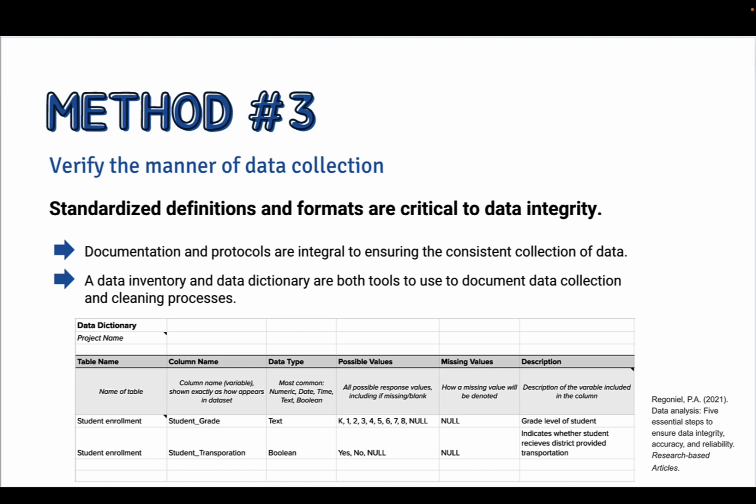A data dictionary is a centralized document for a project or data set that includes for each variable the data type, definition, possible values, and handling of missing data. It's important to reference this when cleaning your data and understanding how data sets can connect to each other when building a dashboard or visual.